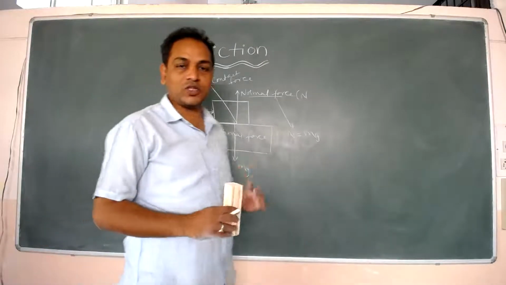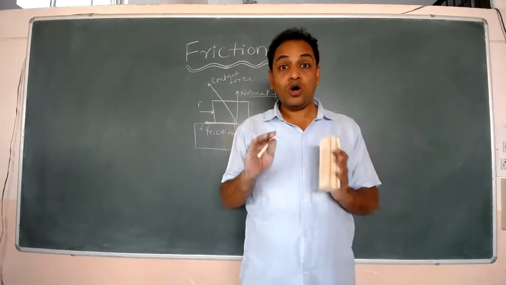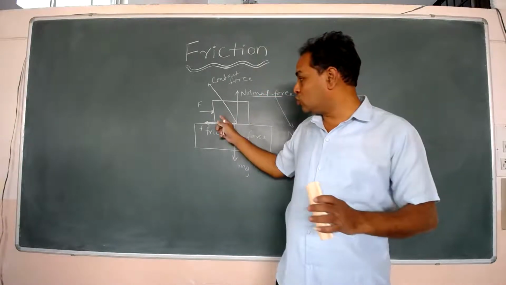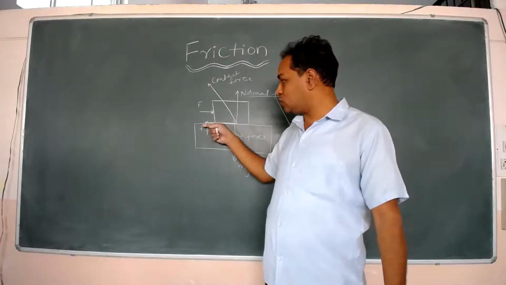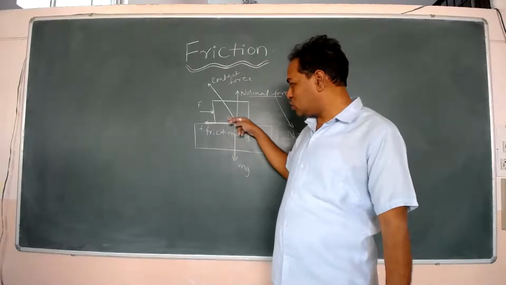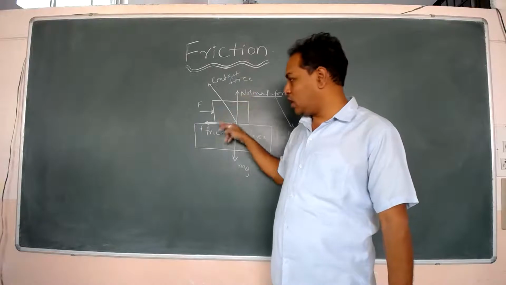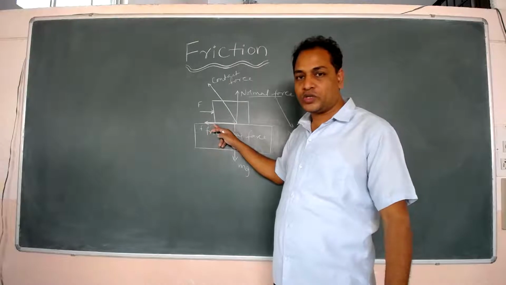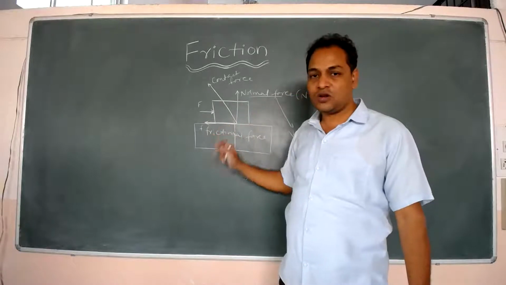Once again, I repeat, what does friction mean? Friction is nothing but, when a body moves or tends to move, a force acts between the two bodies in the direction opposite to the motion of the body. This force acts between the surfaces of two bodies which are in contact, and it always tries to stop the motion of the body. So this frictional force always tries to stop the relative motion between these two bodies. So this is called frictional force.